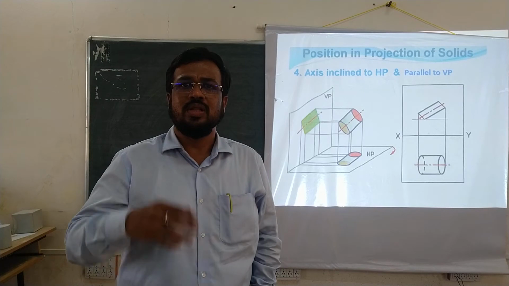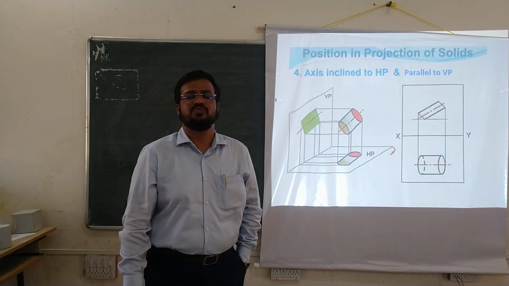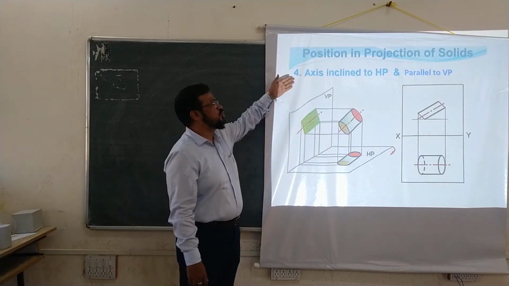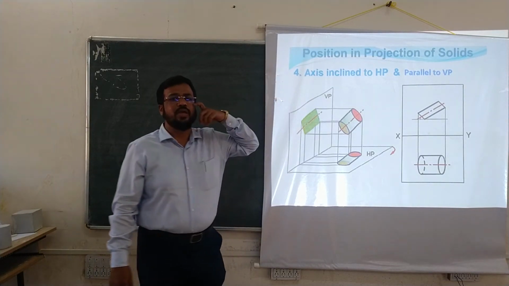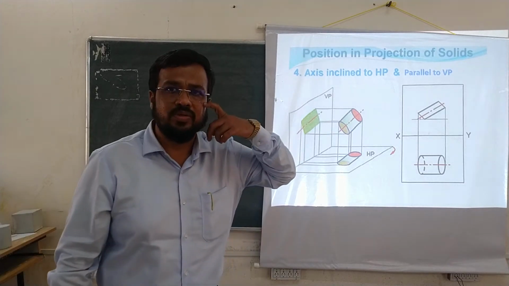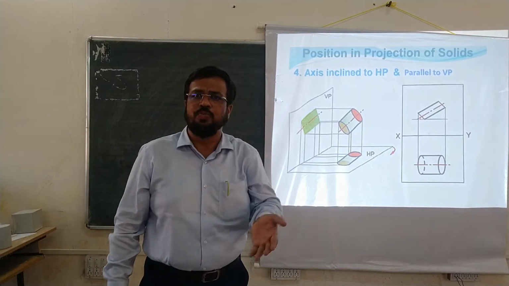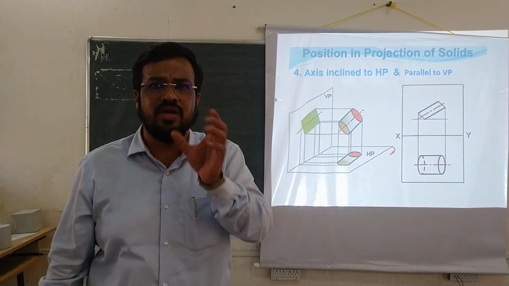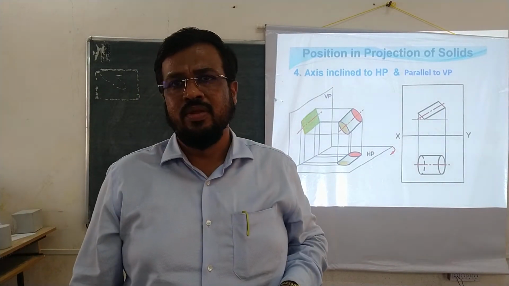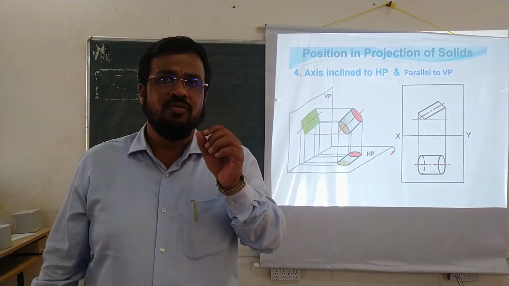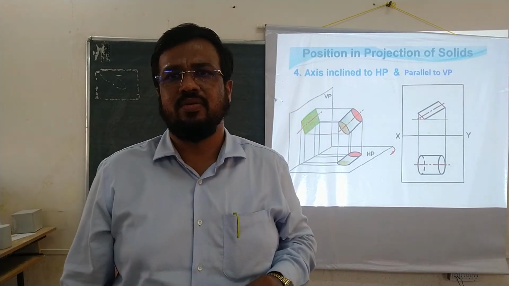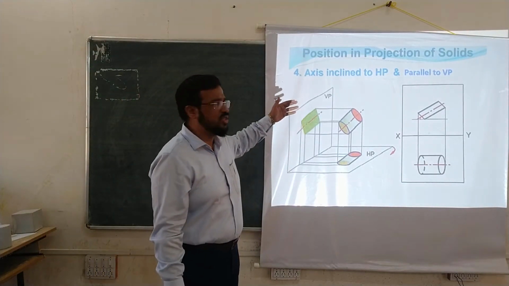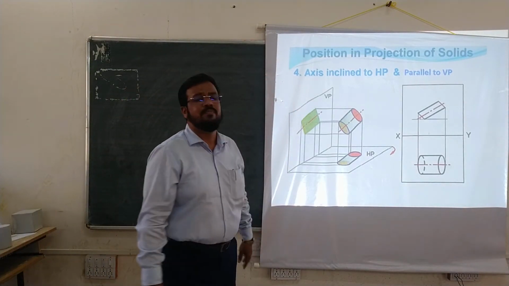Now the next, fourth, very important condition is when the axis of solid is inclined to HP and parallel to VP. My dear friends, I can define this statement in another way. Axis is nothing but one type of line. We have seen the types of line, in which we have seen the center line or locus line. So axis means it is a line. I may read this condition as line inclined to HP and parallel to VP.